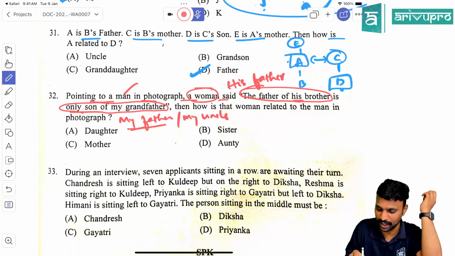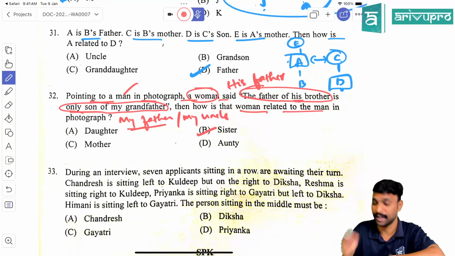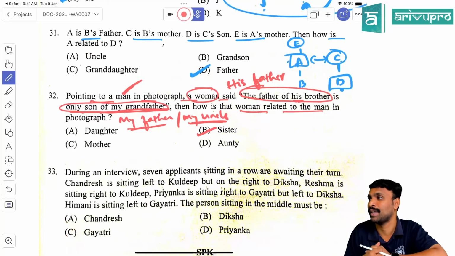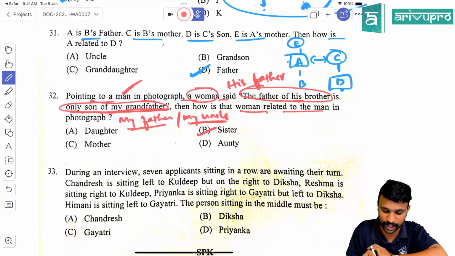The question, that is what they have asked. How is the woman related to the man? See, as per the option, only sister is there. You can tick that as the answer. But suppose if only son of my grandfather, if he is my uncle, then this man will be my cousin. Understood? So there are two possibilities. He could be my uncle or it could be my father. If he is my father, his father and my father are one and the same. So in that case, the woman is a sister to the man.